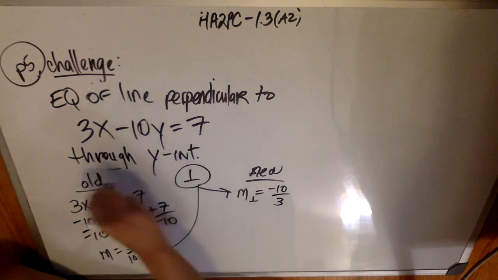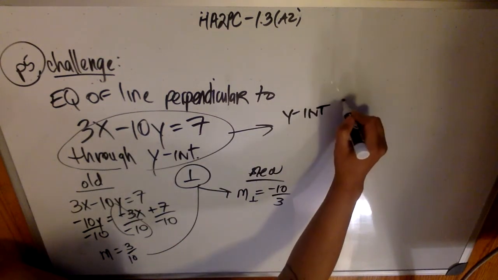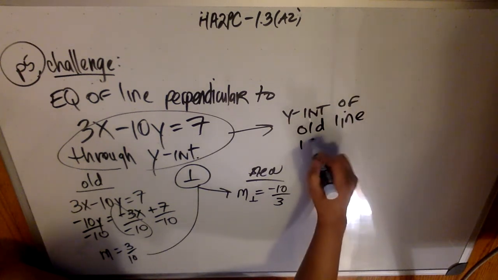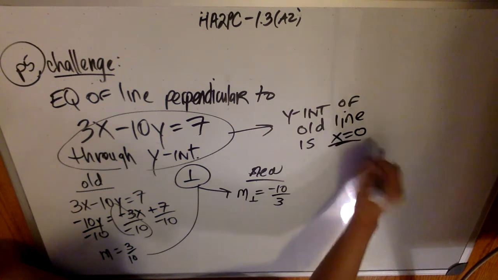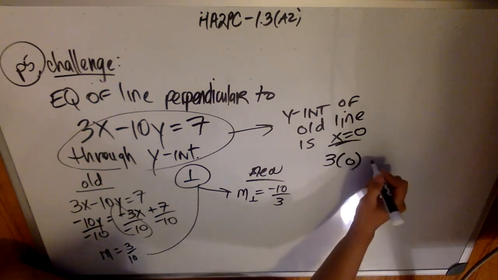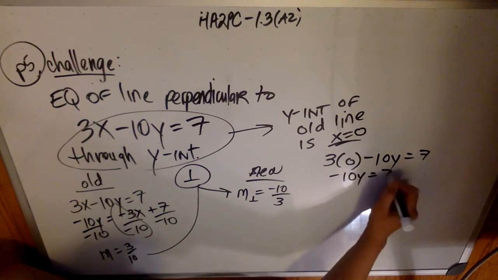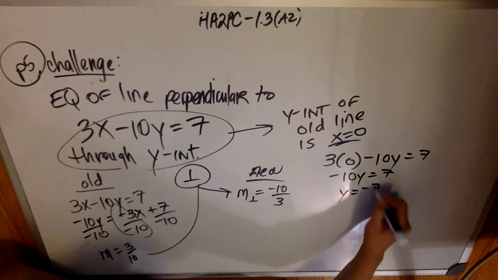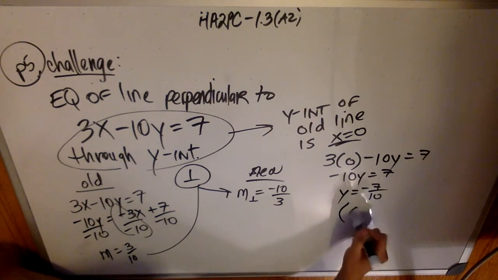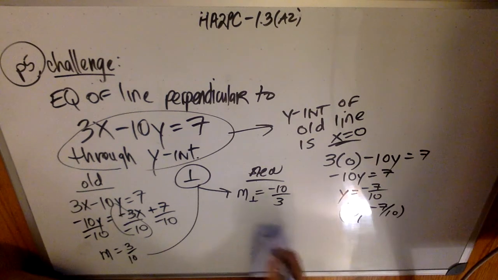And then we have to think about, okay, what does it mean to be the y-intercept, right? So y-intercept of the old line, right, because that's what we're saying. We're saying they have the same y-intercept, is when x equals 0, right? That's how you get a y-intercept. So 3 times 0 minus 10y equals 7, negative 10y equals 7, y equals negative 7/10, right? Or negative 0.7. Doesn't matter to me which. So that point is 0, negative 7/10, or negative 0.7 if that's what you feel better with.